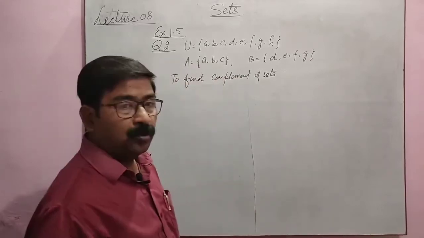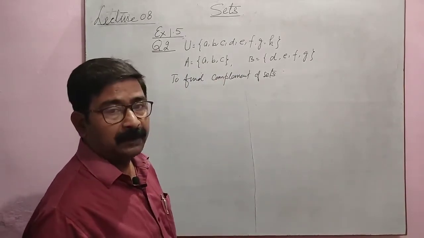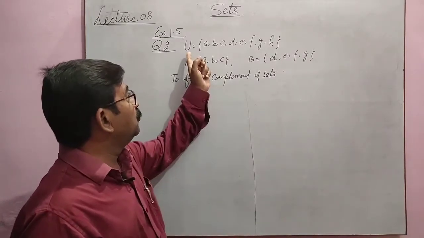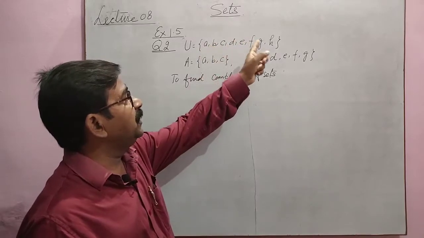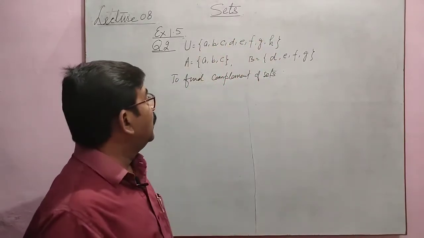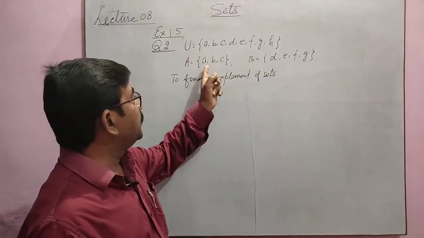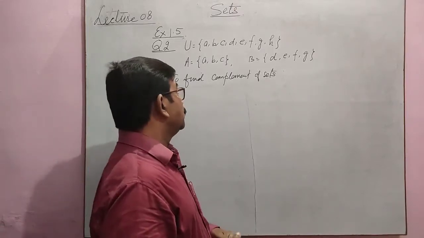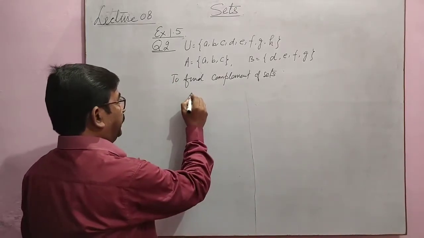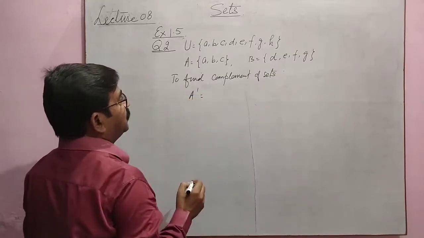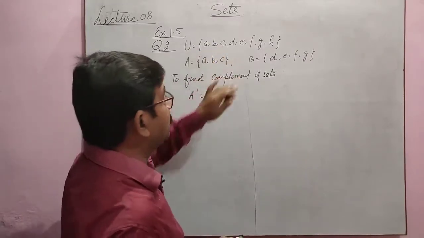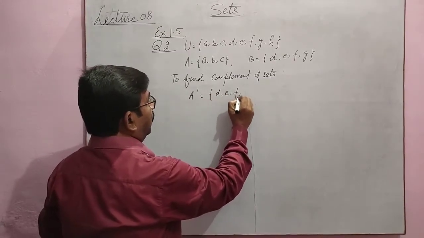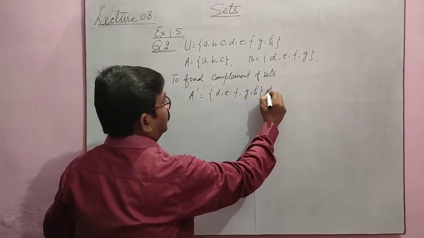Now students, question number 2, very simple, just like question number 1. I am just giving 2 parts of it, other parts you can try yourself. Universal set is given: A, B, C, D, E, F, G, H. Set A is given, set B is given, and in all parts we have to find the complement of the sets. So what is A dash? We have to remove A, B, C from the universal set. So what we have? D, E, F, G, H is the answer.